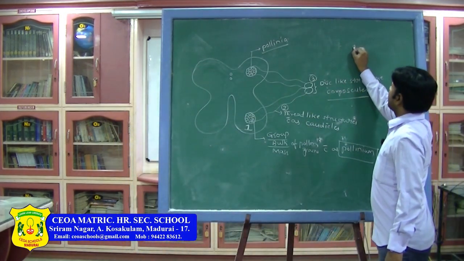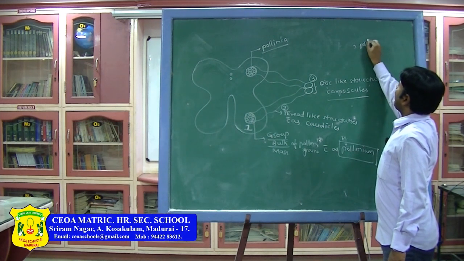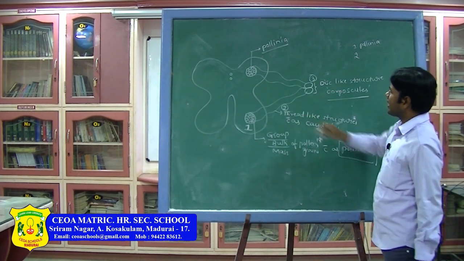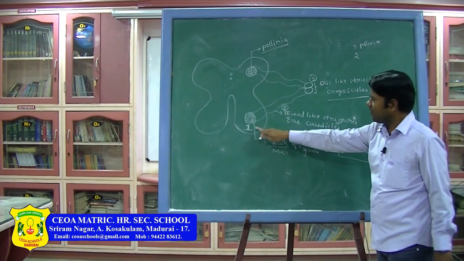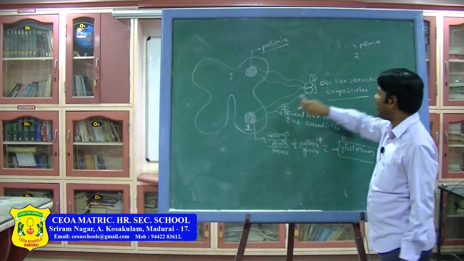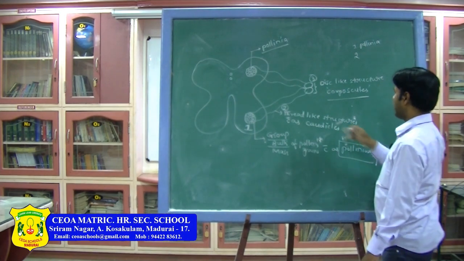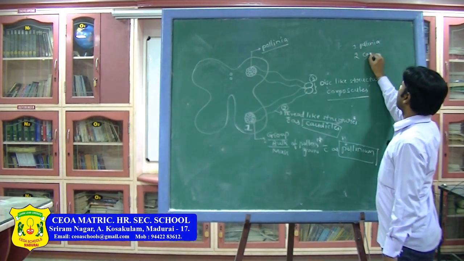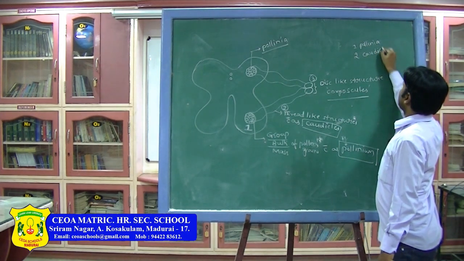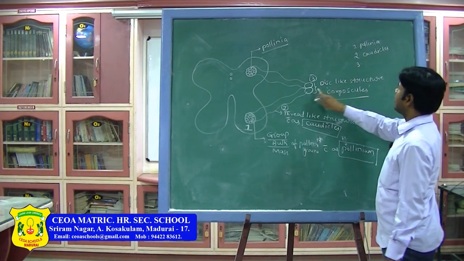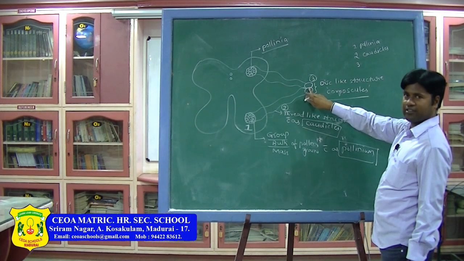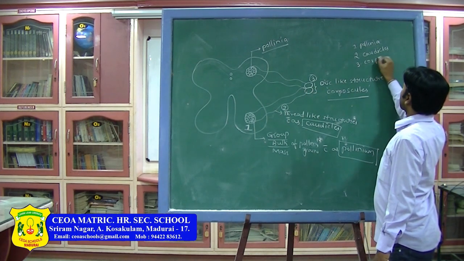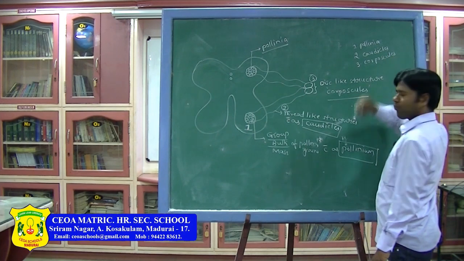What are those? First one is pollinia or pollinium. Second one, what is the second one? Thread-like structure which connects the pollinia to the corpuscle, that is called as caudices. Next, third one, which is given as a number here 3. Disc-like structures are called as corpuscles.